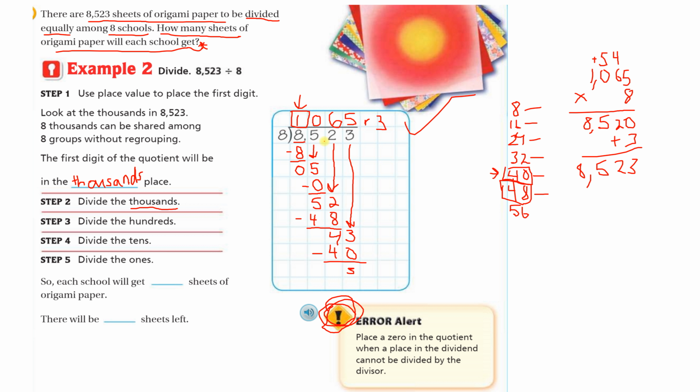So divide the thousands, we did that. Divide the hundreds, we did that. Divide the tens, we did that right here. Divide the ones, we did that right here. So each school will get 1,065 sheets of origami, and there will be 3 sheets left over. Again, we don't want to interpret that remainder as a fraction because we don't want to tear those sheets apart. So in this case, we would leave the remainder as a whole number, just the number 3.